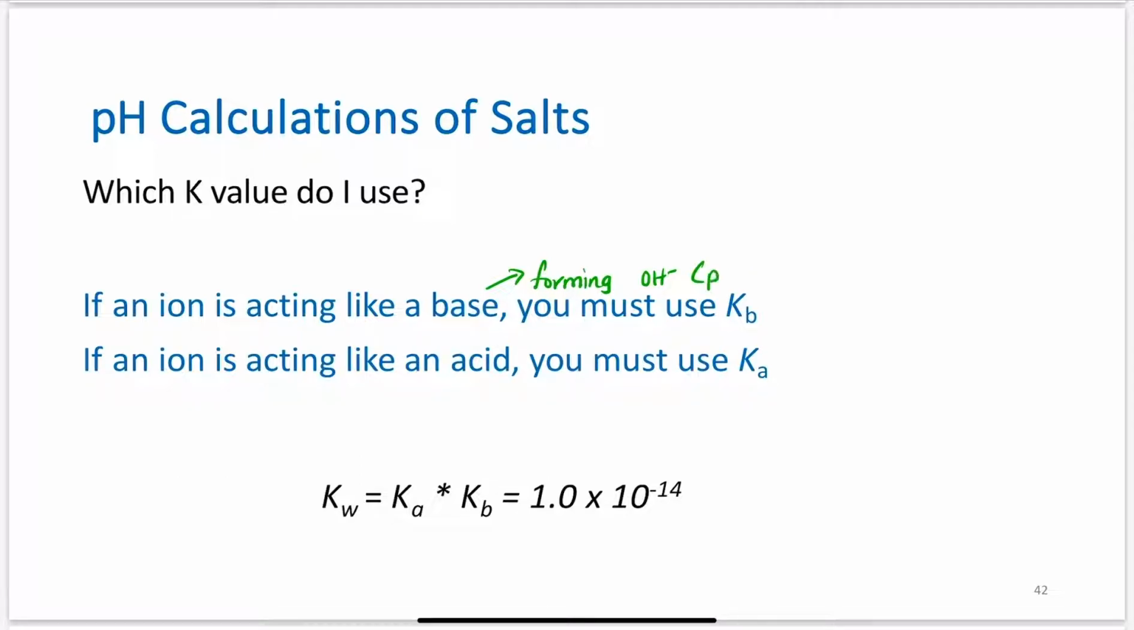So forming hydroxide means it's a product. If the anion is acting like an acid, meaning forming hydronium ions, meaning that is a product, you need to use Ka. And Kw is equal to Ka times Kb, which is equal to 1 times 10 to the negative 14th at 25 degrees C. But unless I specify, you can assume that this relationship is valid. If I needed a different temperature, I would have to give you that Kw value. This is the only one I expect you to memorize.